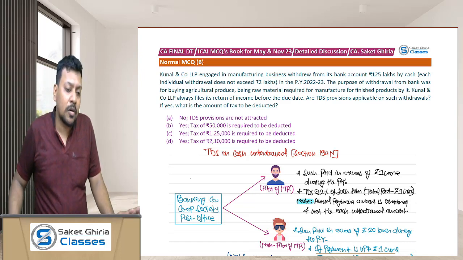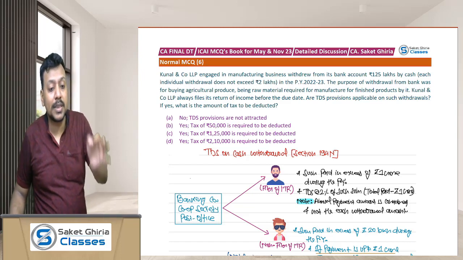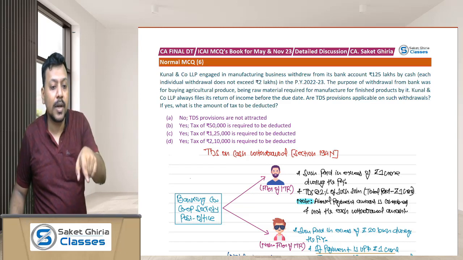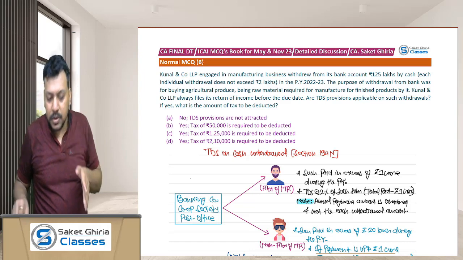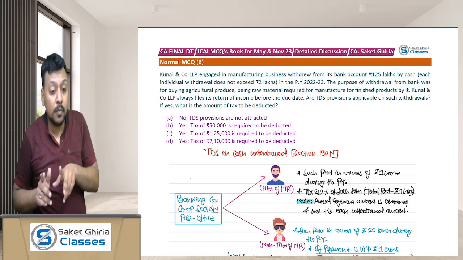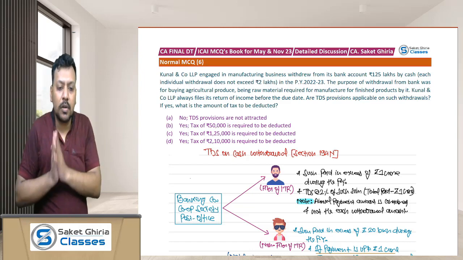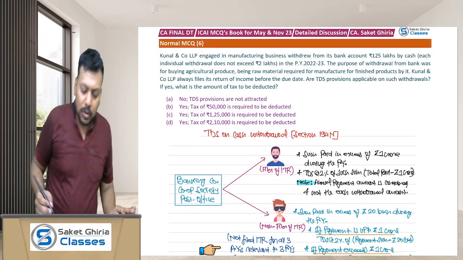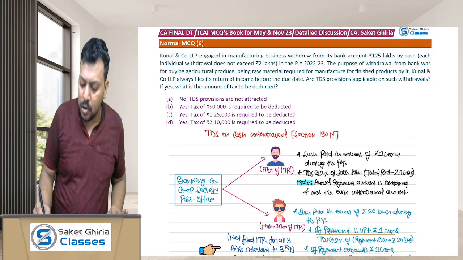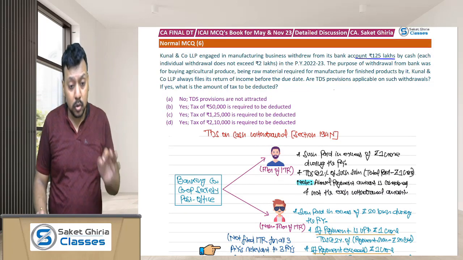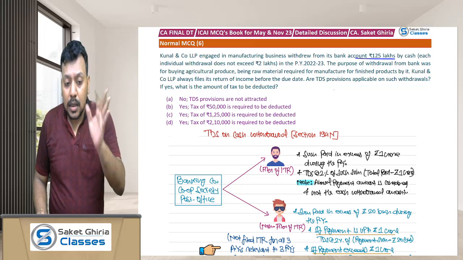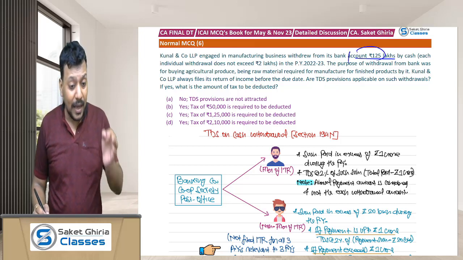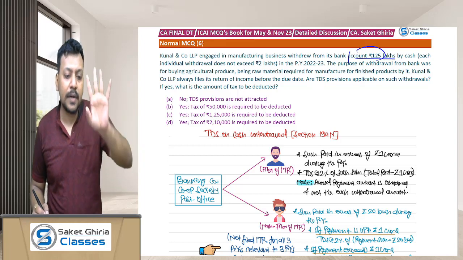But if you are a non-filer of ITR, then the threshold would be rupees 20 lakh. So as you are withdrawing more than rupees 20 lakh, 194N would be attracted: from rupees 20 lakh to rupees 1 crore at the rate of 2%, and above rupees 1 crore at the rate of 5%. We have given all these things in great detail. So Kunal and company has withdrawn rupees 125 lakh. Is section 194N triggered? Yes sir. As you withdraw more than 1 crore, section 194N will be triggered.